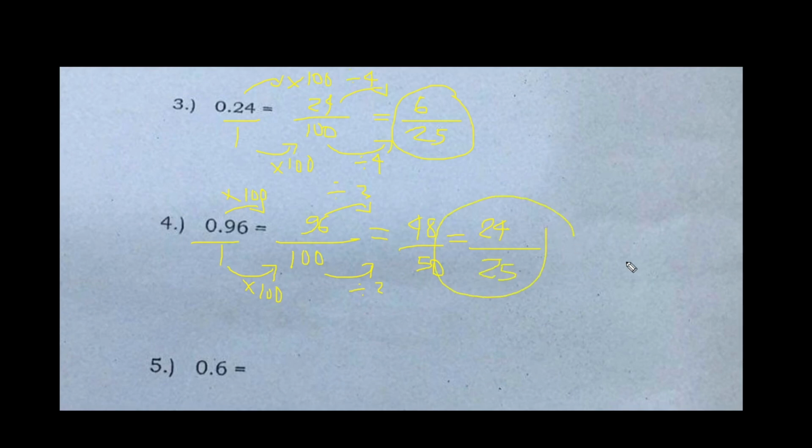It's the final answer. 0.6, okay, divided by 1, multiplied by 10. 1 multiplied by 10, it will give you 6 over 10, which we can also divide by 2. This one also divide by 2 to simplify. So 6 divided by 2 is 3, over 5. This is the final answer, 3/5. Okay guys, very good.